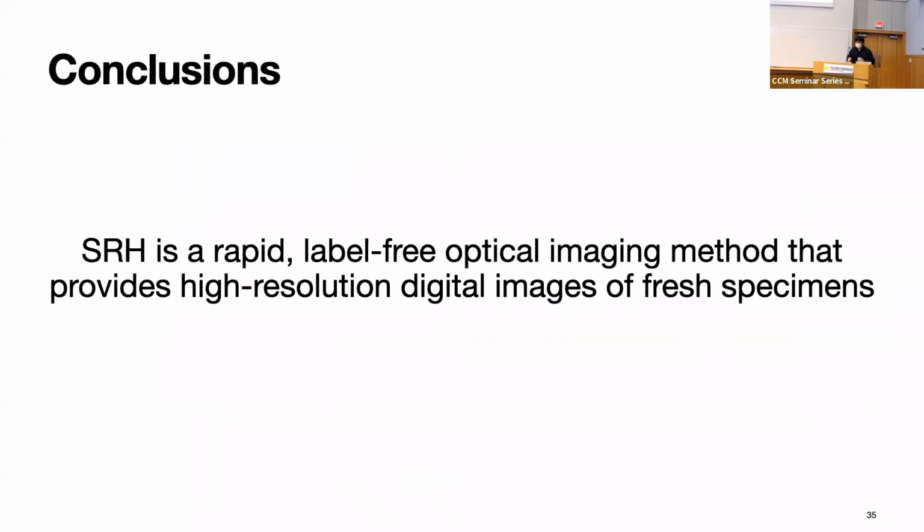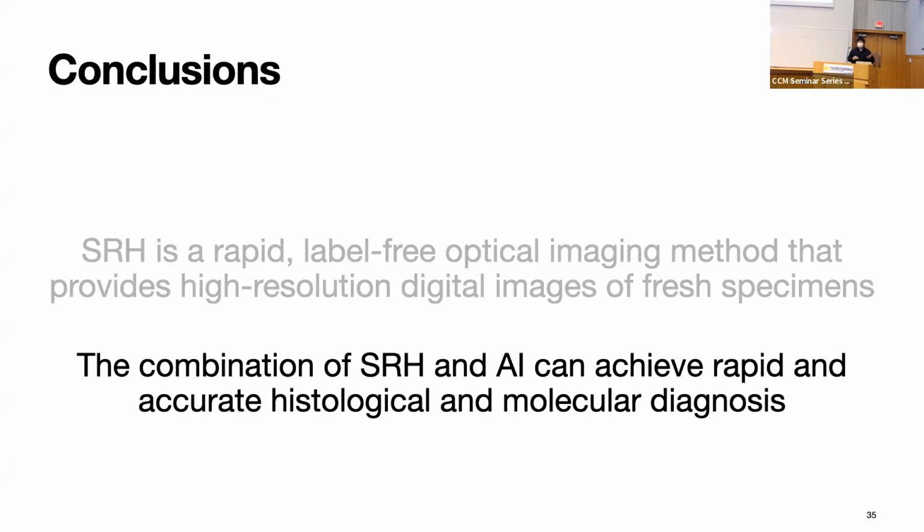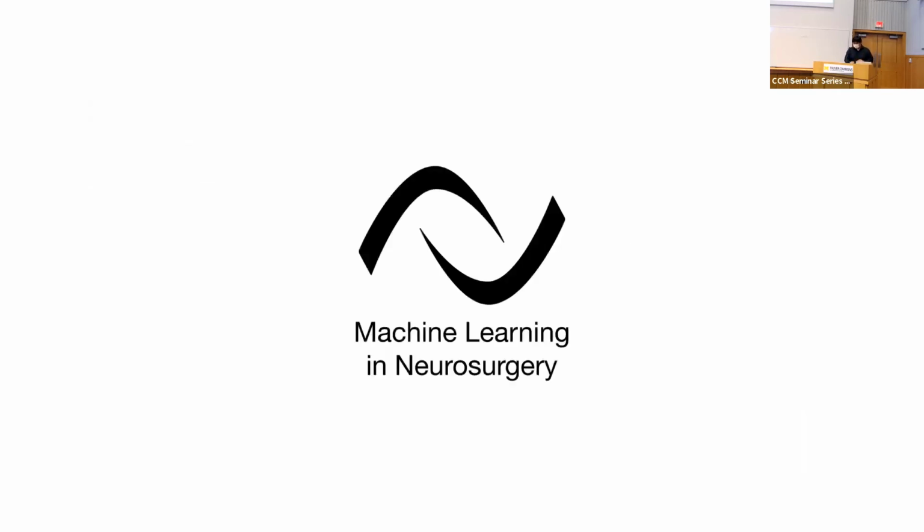So in conclusion, we talked about how SRH is a rapid, label-free optical imaging method that provides very high resolution digital images using fresh surgical specimens, and it doesn't require any tissue processing. And the combination of SRH and AI can achieve rapid and very accurate histological and molecular diagnosis, so surgeons and neuropathologists can provide better care for the patients. Right, that's it. Thank you.